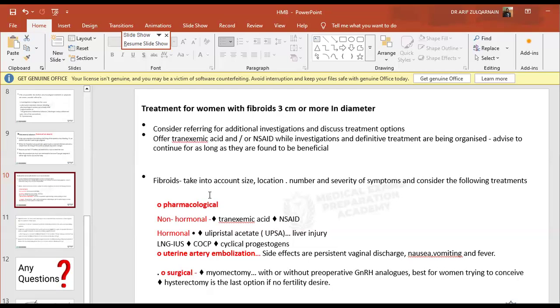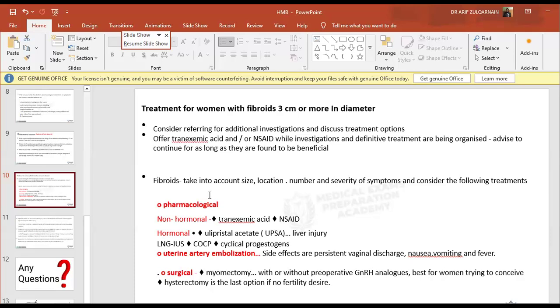Okay, so we will pass certain particles into the uterine artery, and that will reduce the blood flow to the fibroids, and it will shrink the size of the fibroid. But side effects can be there. There can be persistent vaginal discharge, nausea, vomiting, and fever, and there can be non-target embolization.